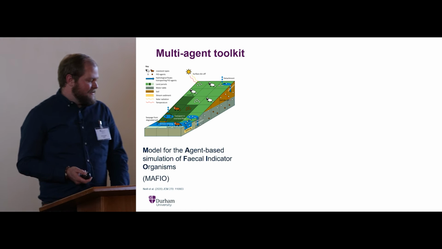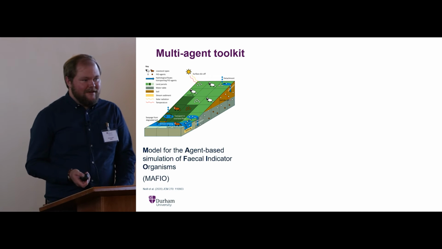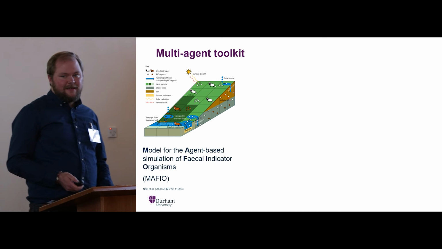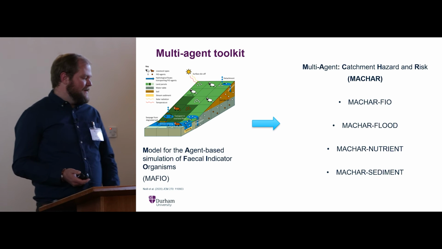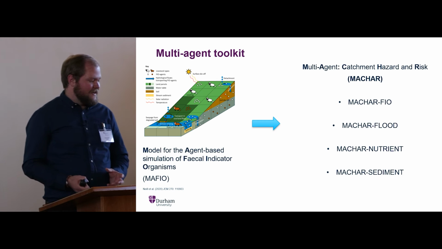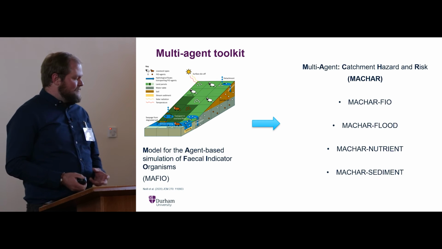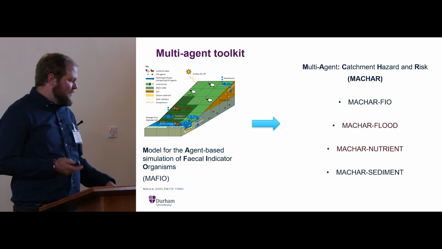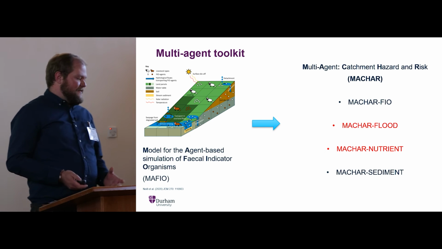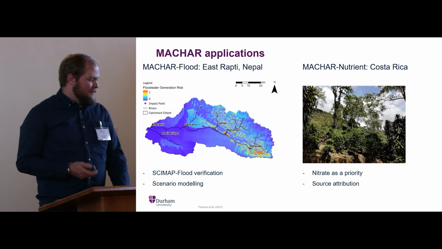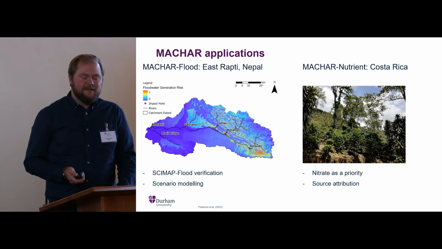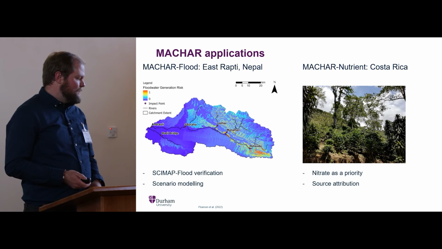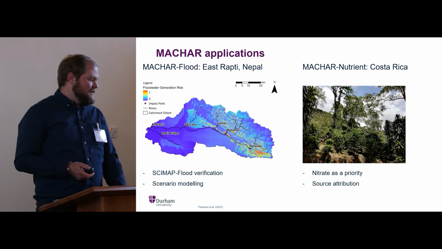So my previous work has developed the model for the agent-based simulation of fecal indicator organisms, so this was for use with impaired microbial water quality, and my work in IHRR will use this as a basis for the development of a multi-agent toolkit, which is currently named MACA. And this will be able to offer insight into the spatial origins of the various hydrological hazards listed here. So the initial work I'll do will focus on MACA flood and MACA nutrient. MACA flood will build on work using the minimal information model, SciMap flood, which has been applied to the East Rapti catchment in Nepal, whilst MACA nutrient will be developed with colleagues in Costa Rica.